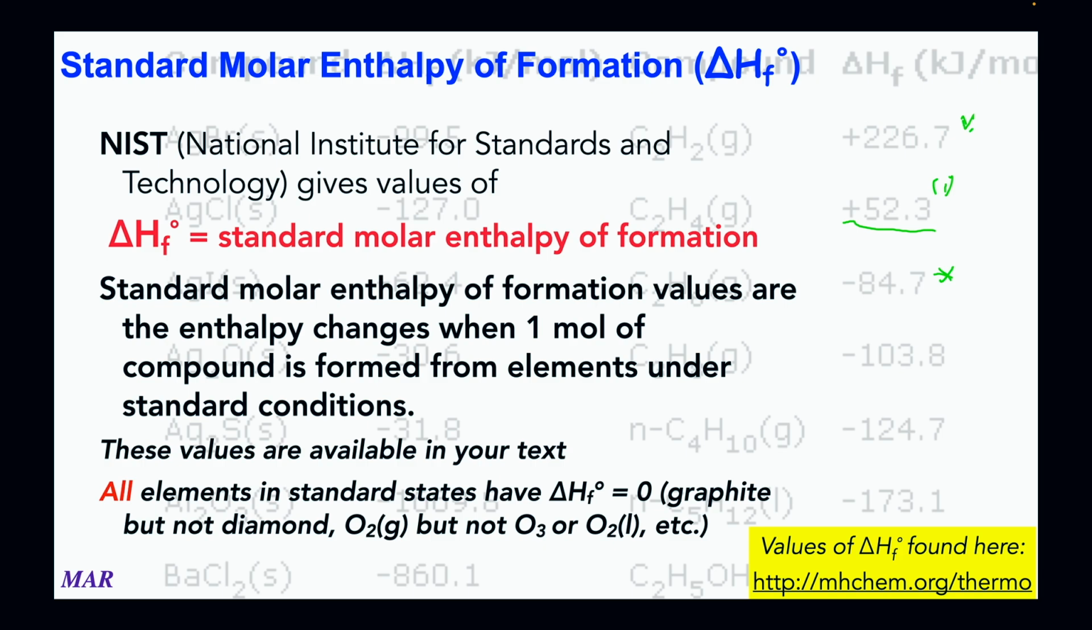One thing that's not listed in the background picture, but you will see in the table, is that all the elements in their standard states will have heats of formation equal to 0. So standard states would mean graphite for carbon, but not diamond, because diamond's a lot more rare. Oxygen as a gas would be 0, but not ozone, not liquid oxygen, stuff like that. So elements in standard states will have delta HF values equal to 0, and that'll be important coming up. For these next sections, if you have that table next to you, either from the problem set or from mhchem.org/thermo, it might be good to have it.